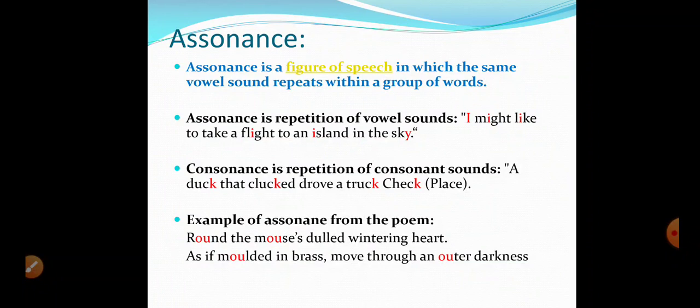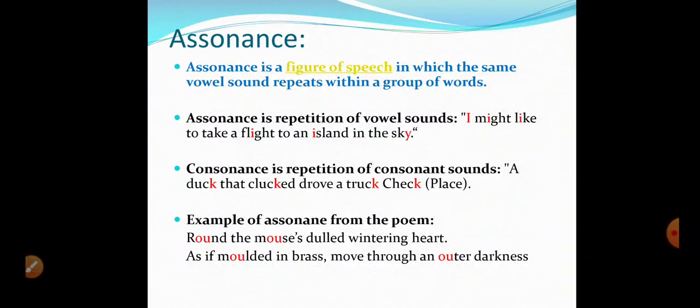I might like to take a flight to an island in the sky. In this sentence you see the sound I. For example, I might, see the vowel sound in might, then in like. The vowels have been reddened. I, might, like, flight, island, sky. So the I sound has been used in these words, so these are repeated and they are closer together.